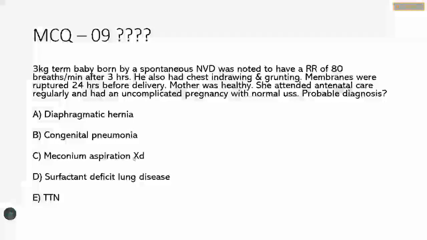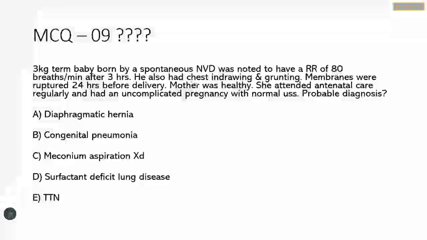Congenital pneumonia and meconium aspiration syndrome. The problem is that meconium aspiration syndrome usually occurs soon after birth. Congenital pneumonia, as I already told, usually occurs after 6 hours. It means late onset, not immediately after. So congenital pneumonia fits everything.